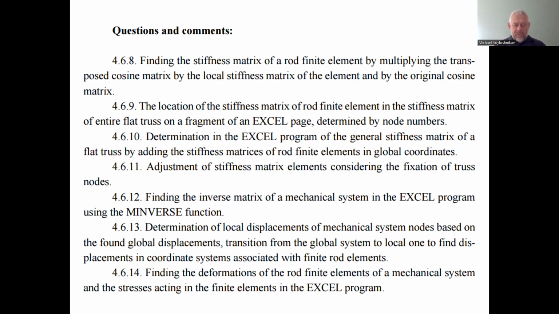4.6.14, finding the deformations of the rod finite element of a mechanical system and the stress acting on the finite elements in the Excel program. It is easy to do. Having the displacements of the ends of the finite element in the local coordinate system, to find the deformation we have to subtract the displacement of the beginning of the finite element from the displacement of its end, and divide this difference by the length of the finite element, and we will have the deformation of one definite finite element.